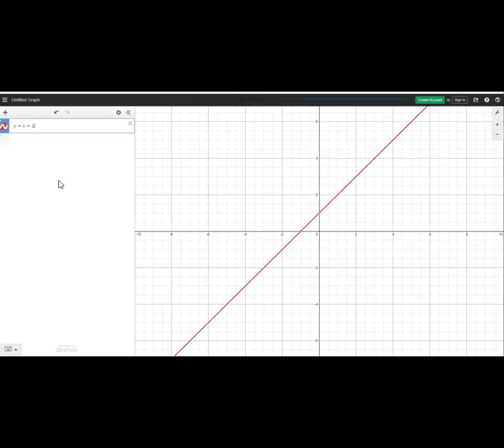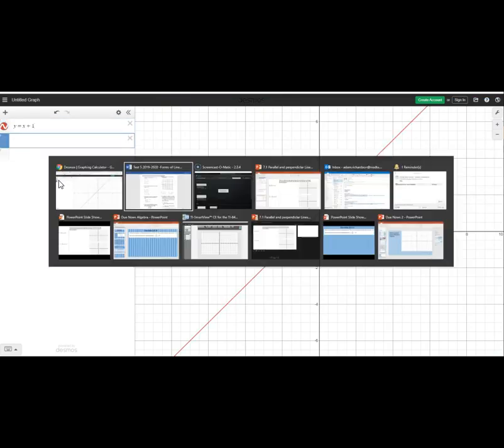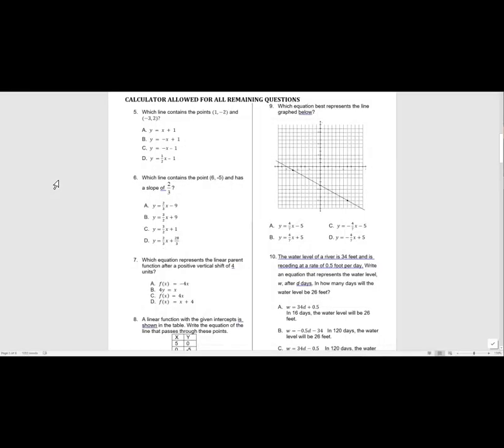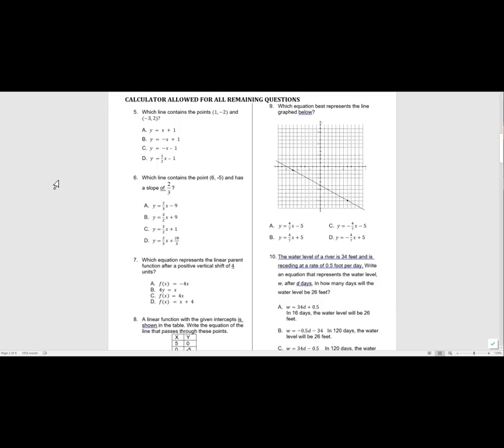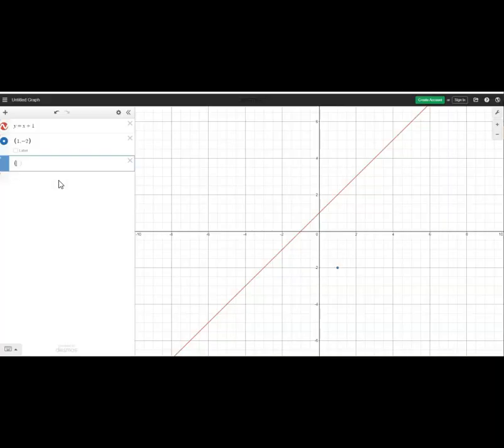Okay? There's that line. I'm also going to type in the two given points. 1, negative 2. So the nice thing about Desmos is we can just type in a point and it will graph it for us. And the second point is negative 3, comma 2. And then I just want to verify, does that line go through those 2 points? Okay? And it does not. Therefore, I know A is not the correct answer to this problem.